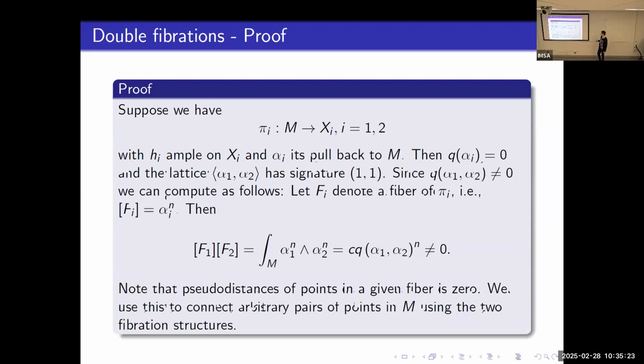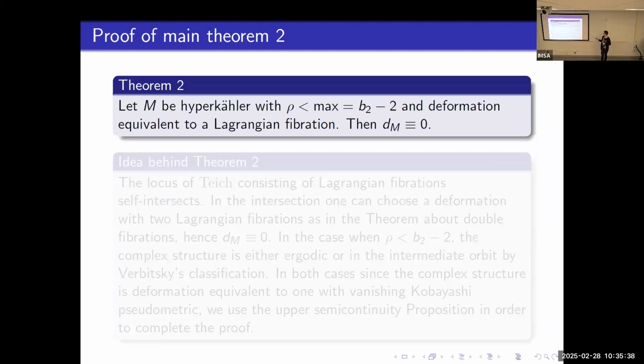And therefore, we are able to connect arbitrary pairs of points using the two different fibration structures. And again, by the triangle inequality, you get vanishing. Okay, so this theorem was for having two Lagrangian fibrations. But what if you just have one?